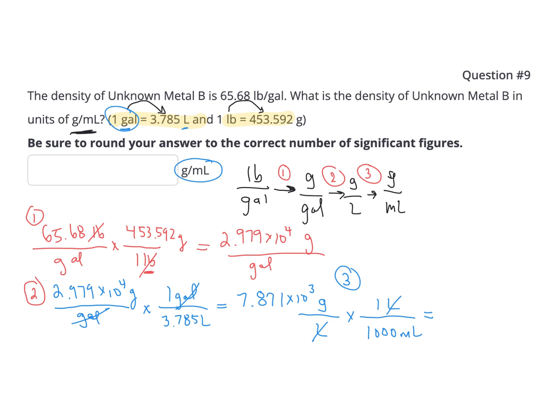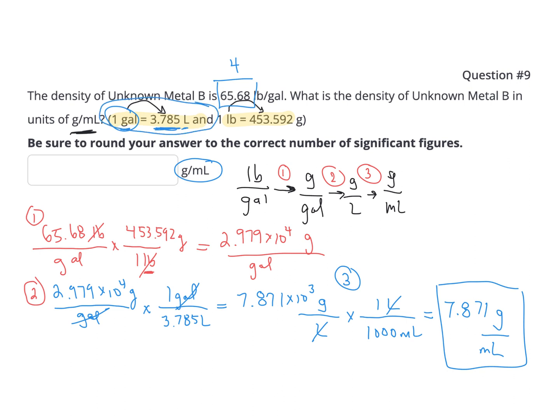So if I divide that by 1,000, I'm basically turning this into something like 7.871 grams per milliliter as my density for this. I would say for significant figures, 4 significant figures, because I have 4 significant figures up here in my initial number. These are actually, I would consider these exact values because we define 1 gallon as exactly that many liters, 1 pound is exactly that many grams.